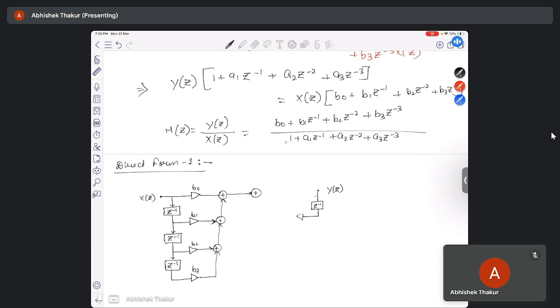So the first, like you can see that is 1 plus a1 z inverse. So the first multiplier will be only the 1. So we'll directly send it to the adder. Okay, from the output y of z.